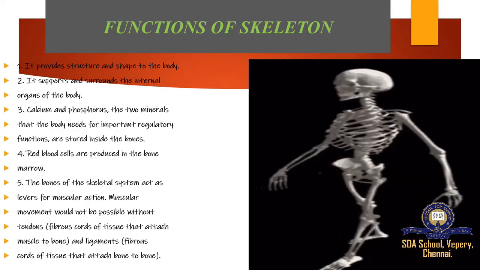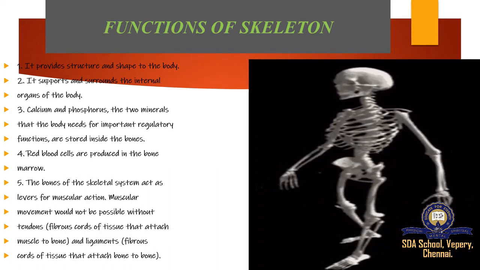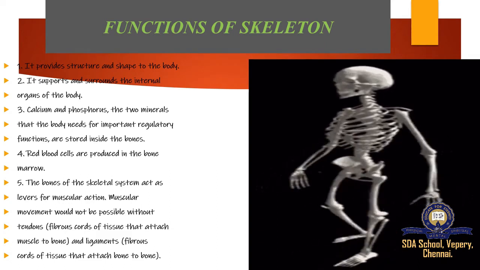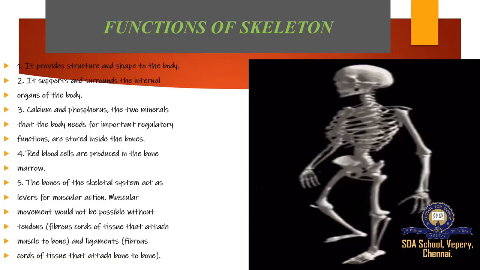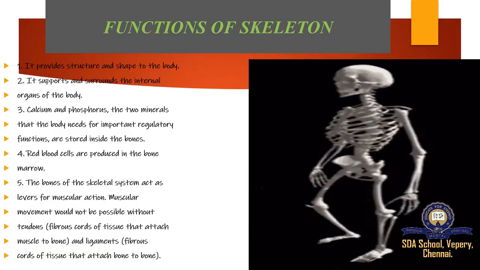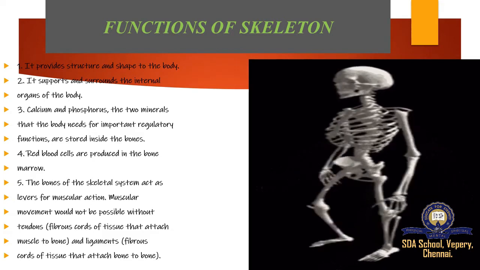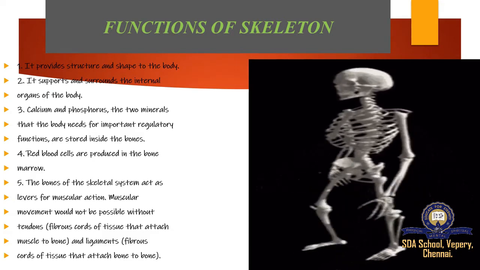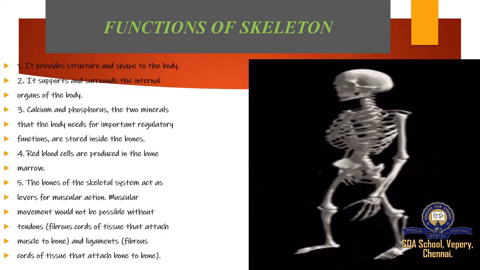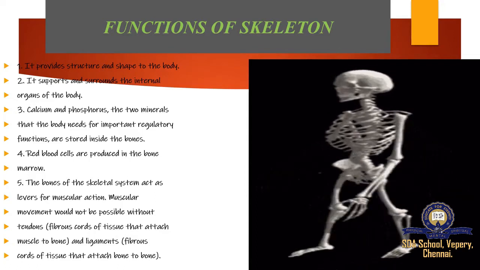Calcium and phosphorus, the two minerals that the body needs for important regulatory functions, are stored inside the bone. So our body needs calcium and phosphorus for regular work. Those calcium and phosphorus are stored in our bones to perform the regulatory functions of our body. Red blood cells are produced in the bone marrow. So in the bone marrow itself, the red blood cells are produced.